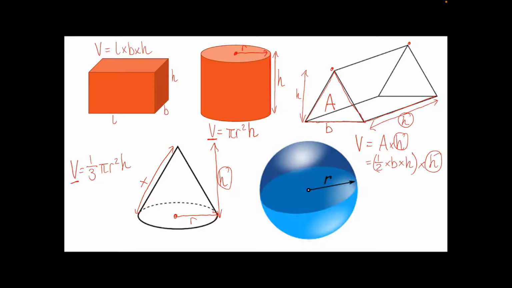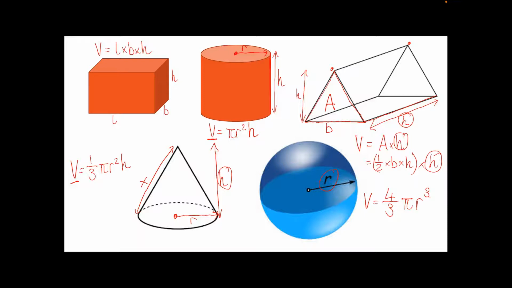Our last one that we're going to need for our lesson today is our volume of a sphere, and the only thing we need to know is the radius. Our volume of a sphere then is 4/3, and yes, that's correct, the 4 on the top and the 3 on the bottom. 4/3 pi times by r cubed. It's a 3D shape, so we're going to cube it there.